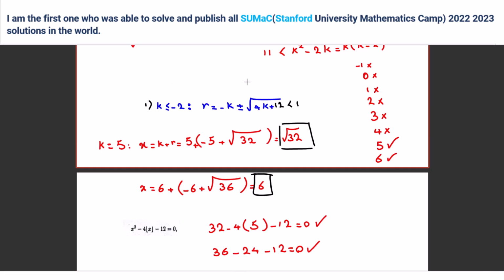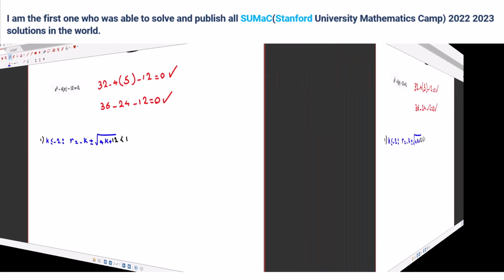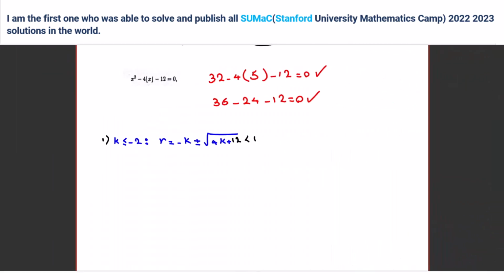Okay. Now we should focus on this part, that k is less than or equal to negative 2. Try to solve this one first on your own, okay? Try to see, can you find any other answer? I think only k equals negative 2 works. Okay.